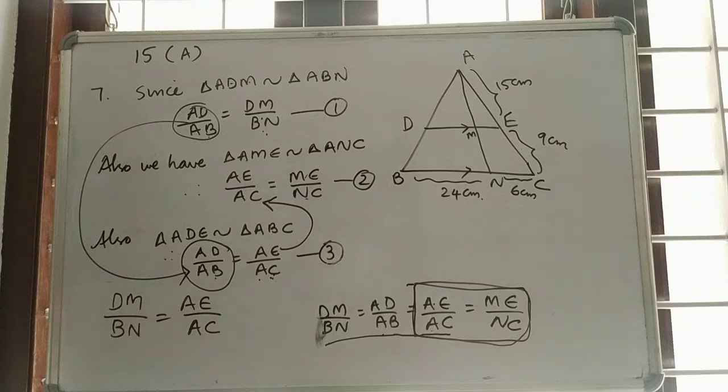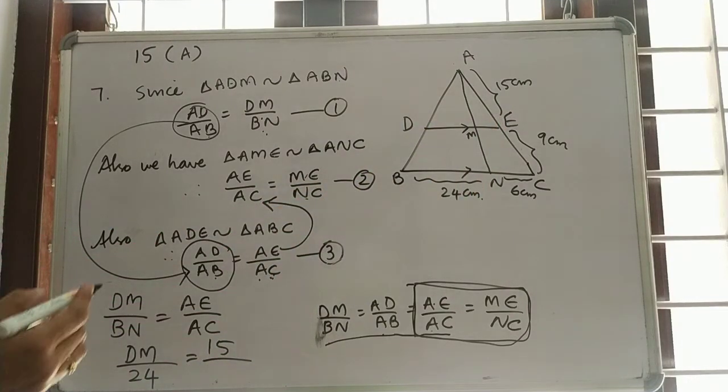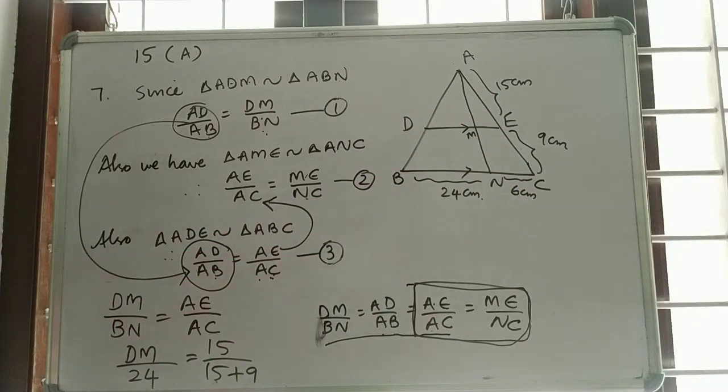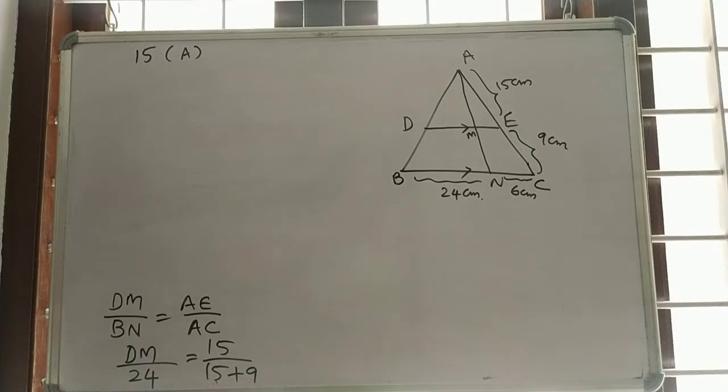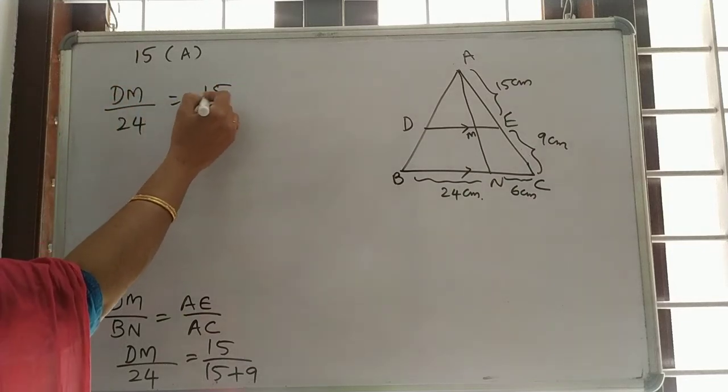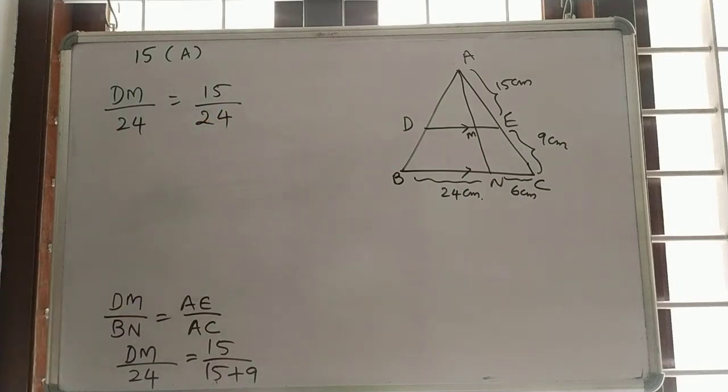So what are the things given? DM we want to find out. So DM divided by BN. Look at the figure. BN is given as 24, is equal to AE, which is 15, divided by AC. Now we got AC: 15 plus 9, that is 24. So do the calculation. DM divided by 24 is equal to 15 divided by 24.